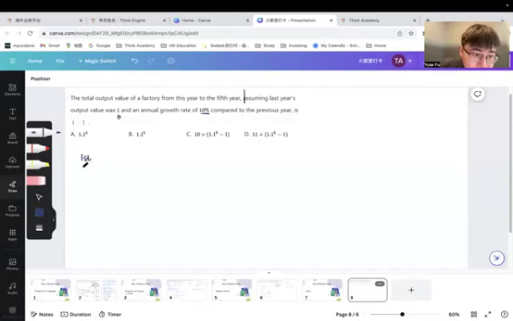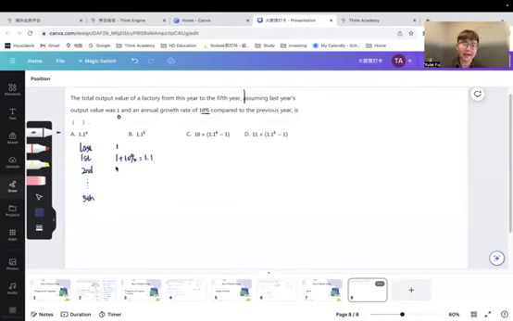So first year, second year, to fifth year. Okay, so if last year's is 1, then what is this year? Annual growth rate is 10%, so it's basically 1 plus 10%. This gave us 1.1. Okay, what about the second year?